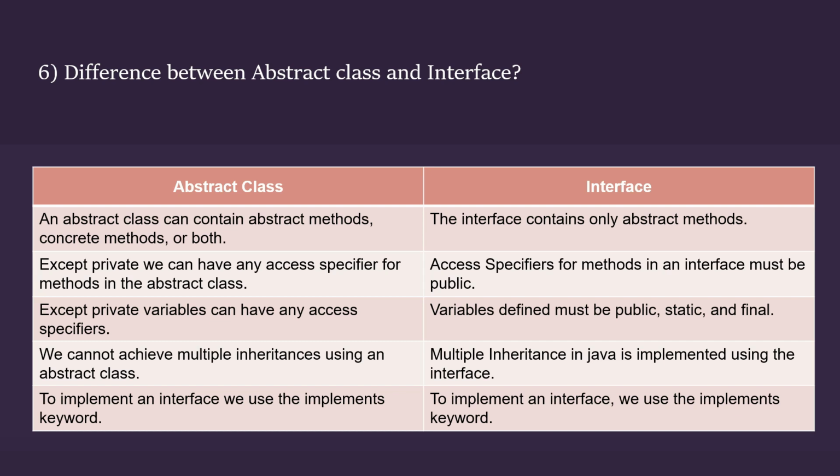To extend an abstract class, we use the extends keyword. Interface. The interface contains only abstract methods. Access specifiers for methods in an interface must be public. Variables defined must be public, static, and final. Multiple inheritance in Java is implemented using the interface. To implement an interface, we use the implements keyword.